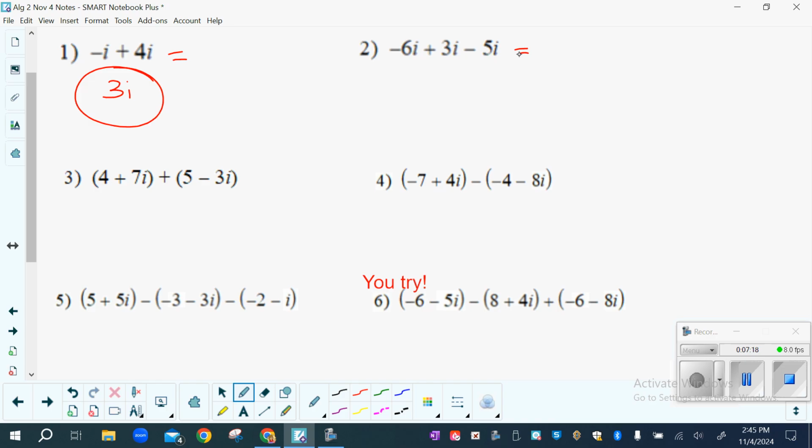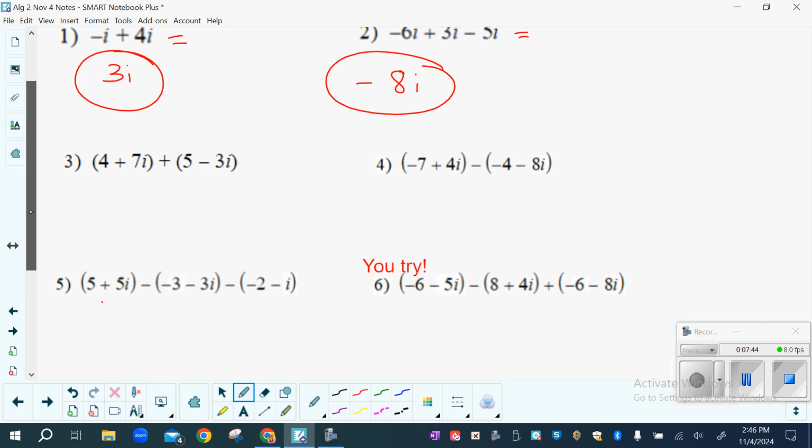So what is that? What does this one give us? So he got negative 8i. How did he get that? He added negative 6 plus 3 minus 5. And that adds to negative 8. And so it would be negative 8i. Does that make sense? Okay, so number 3 is different.